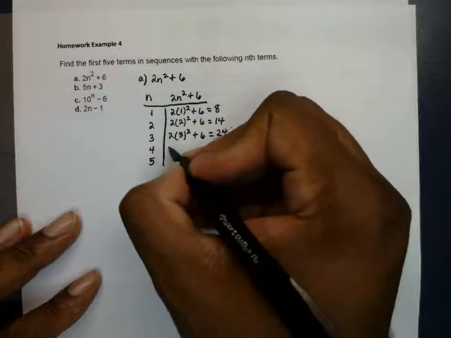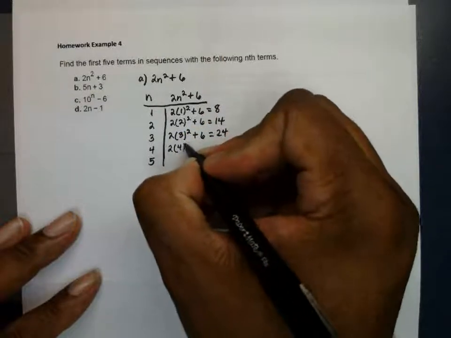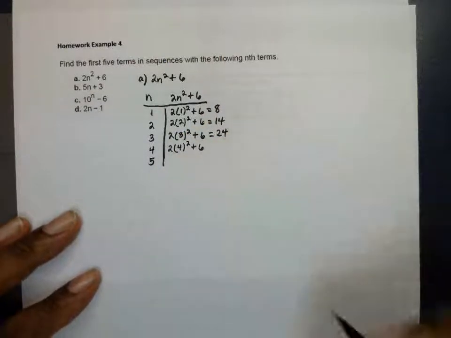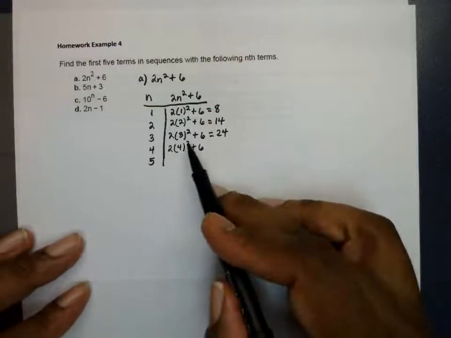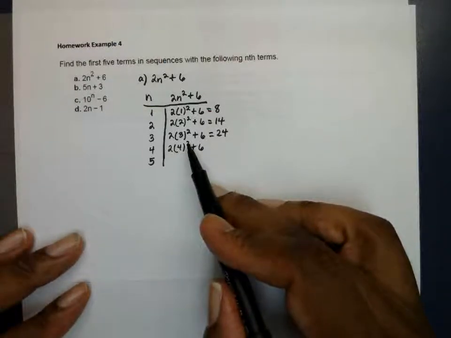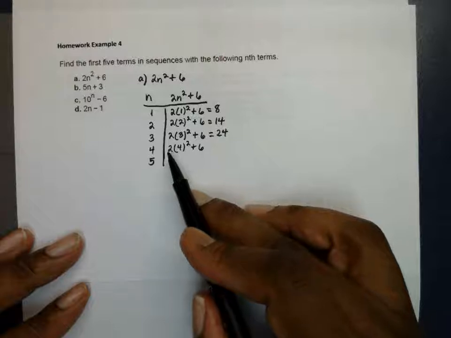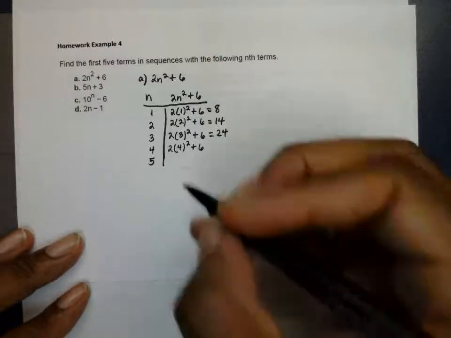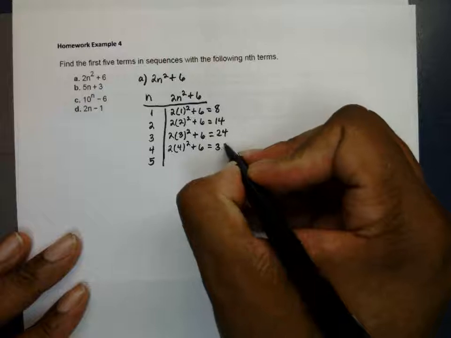And for n is 4, just substitute the n with 4. 4 squared will be 4 times 4, which is 16, times the 2 in front will be 32. 32 plus 6 will be 38.